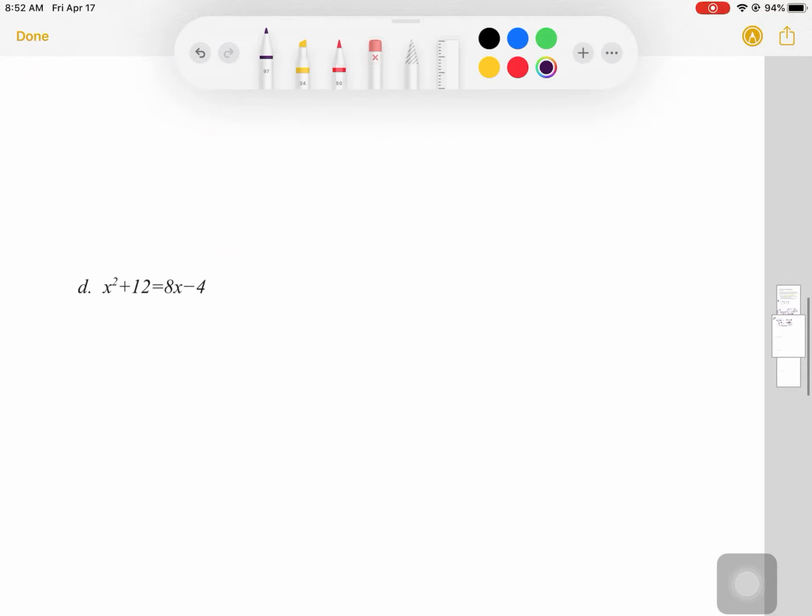This next one's not in standard form, so it's hard to look at it and just know what we would do. So the first step is we need to put this in standard form. So we're going to subtract 8x from both sides to begin with. And then I'm going to add 4 to both sides.